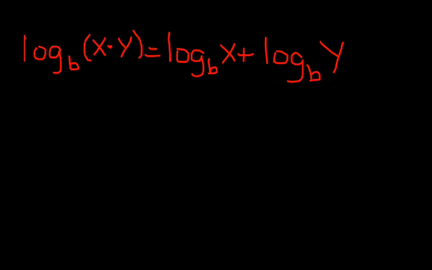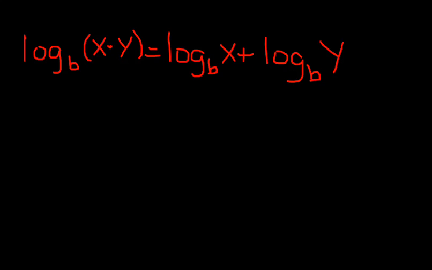It says that if we have a log base b of x times y, we can make the argument into a product. Then we can separate those into two separate logs. Log base b of x, the first number in the argument, plus the log base b of y. This will give us maybe a way to solve a problem.